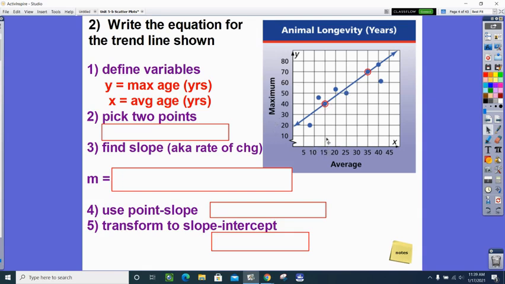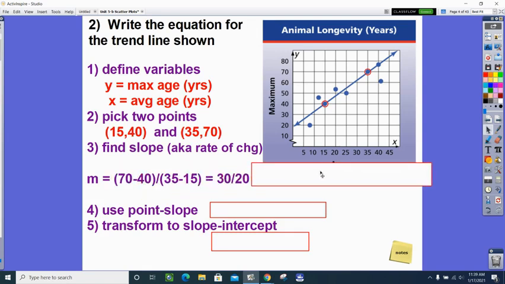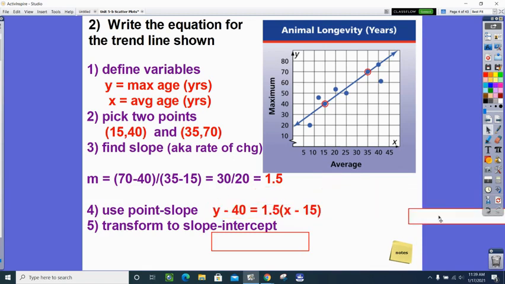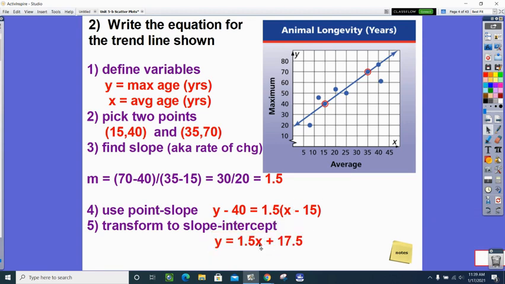Now, once I have those, 15, 40 and 35, 70, I write my 2 points. And I do need to see this so I can kind of make sure you're doing everything right. So make sure you always write your points. Now I'm going to calculate the slope, the rate of change. I'm going to take y minus y over x minus x, and I end up with 30 over 20. Oh, by the way, 3 over 2, 3 divided by 2, it's 1.5. I'm going to use my point slope form. Y minus a y equals the slope times x minus the x. I'm going to do my distributive property, add the 40, and I get my slope intercept.